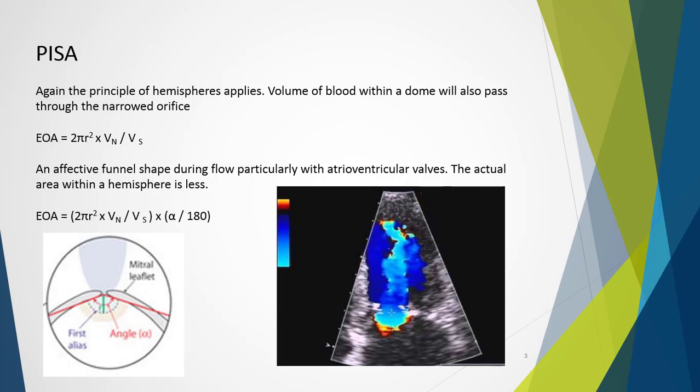And so to do this, we include alpha, which is the angle divided by 180, to correct for it. We can see that in this instance here. So we don't have a perfectly flat area, we've got a funnel shape here. We measure the first alias for our radius, and then we also measure the angle.